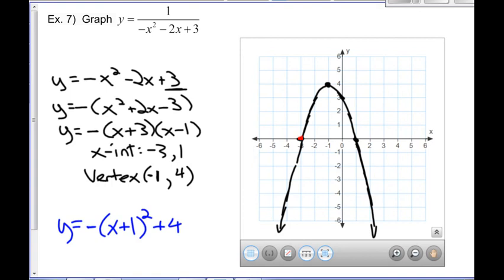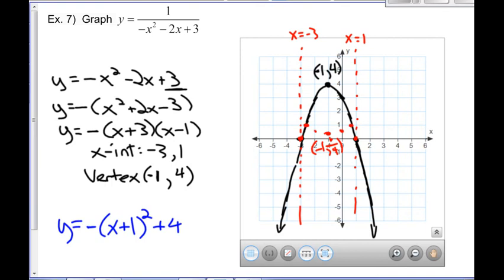So the reciprocal has vertical asymptotes wherever we have x-intercepts on the original. Those vertical asymptotes in this case have equations of x equals 1 and x equals negative 3. We might notice that we have a vertex at negative 1, 4. So when I flip that, or when I take the reciprocal of the y value, it's going to be at negative 1 and positive 1/4. It's going to be right here. The reciprocal of 0, 3 will be 0, 1/3, and so on.